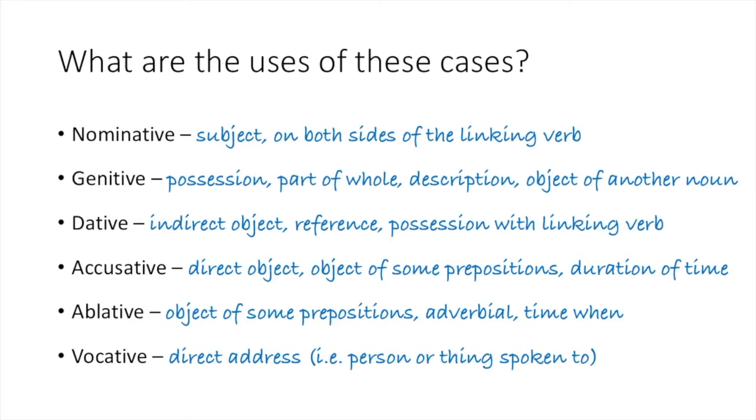Mihi is a dative word in the sentence for "my name is blank." The accusative is used to show that that noun is the direct object, or it is the object of some prepositions. The ablative case is used as the object of other prepositions, and it turns nouns into something like an adverb, so it's an adverbial case. Finally, the vocative case is the case used for a noun that is being addressed, so the person or thing being spoken to directly.